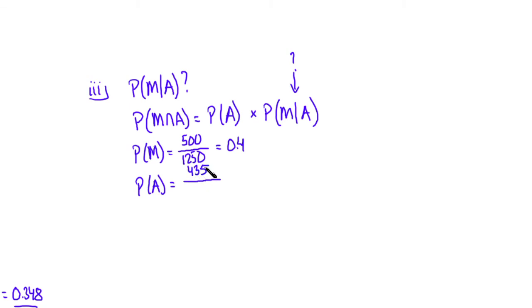435. The total number of students is 1,250. Divide those numbers and we're going to get 0.3480. Okay.